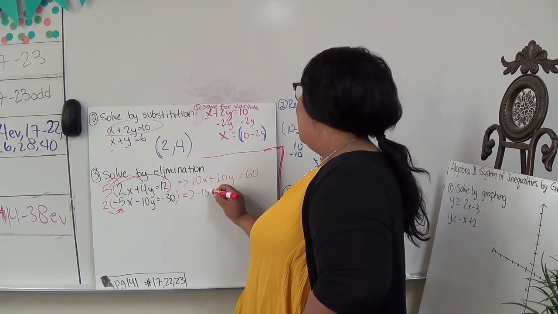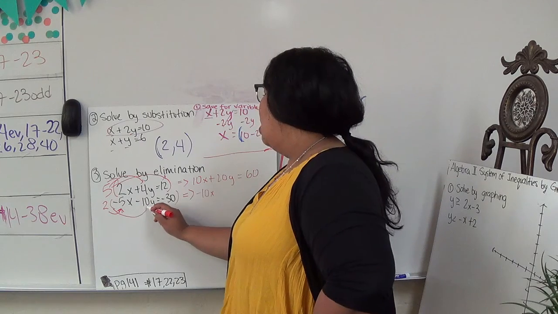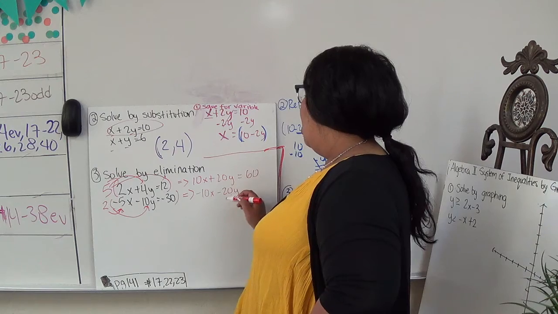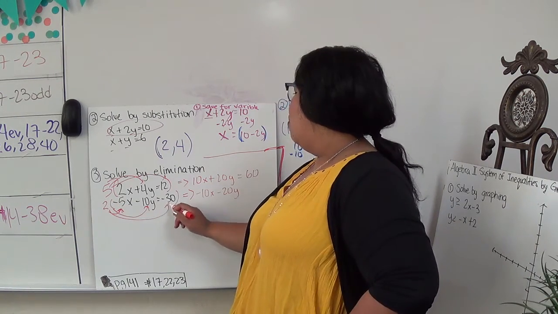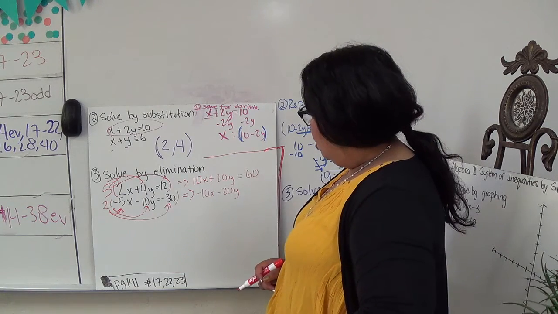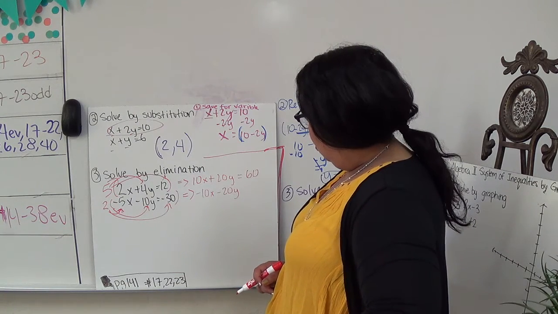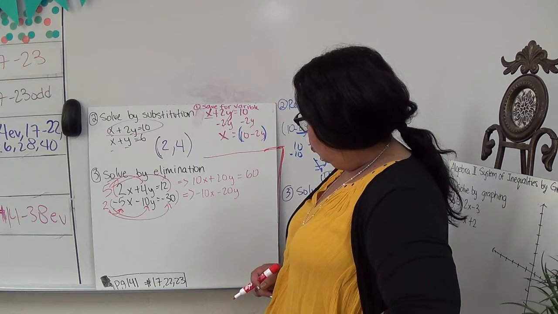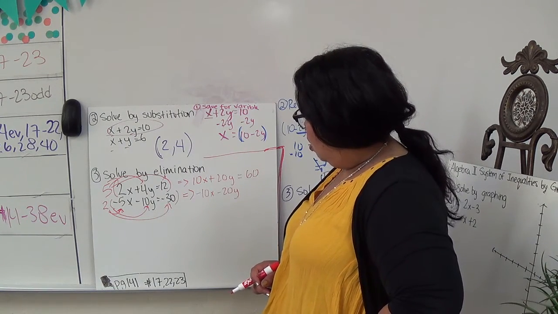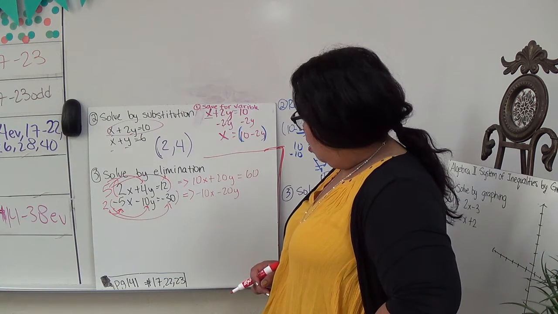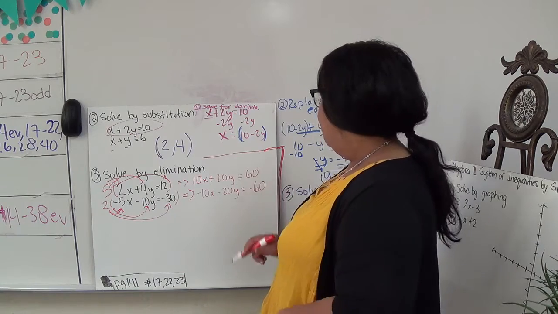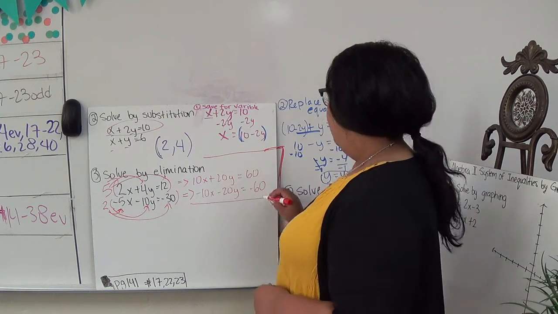which is negative 10x, and then 2 times negative 10, which is negative 20y, and then 2 times negative 30 equals negative 60. All right?